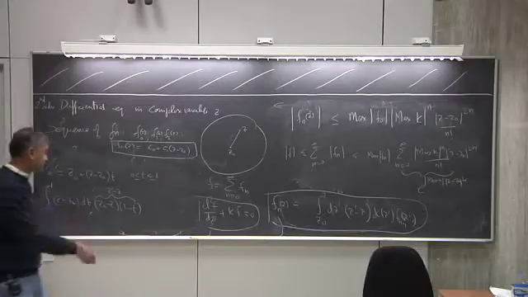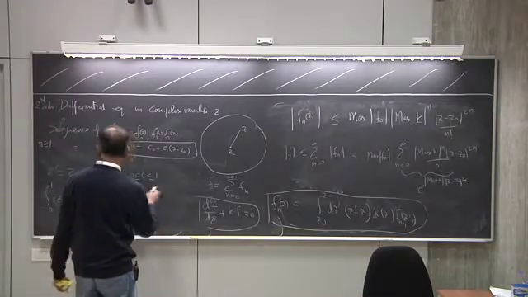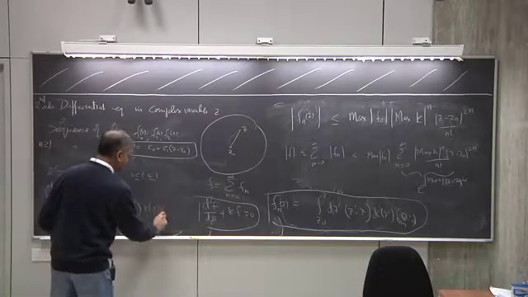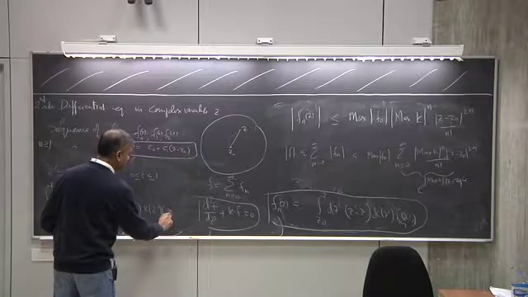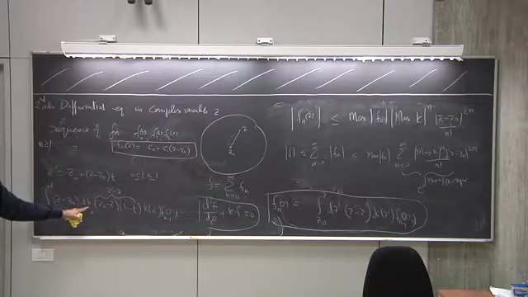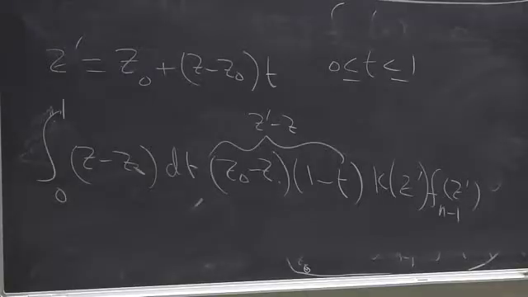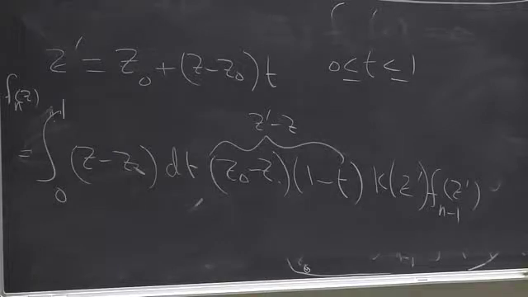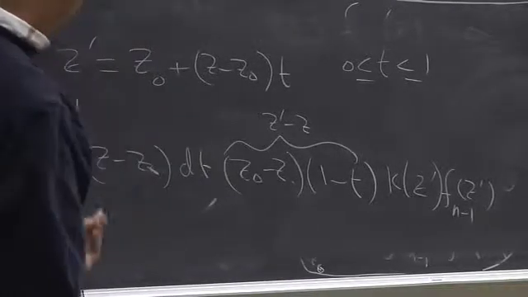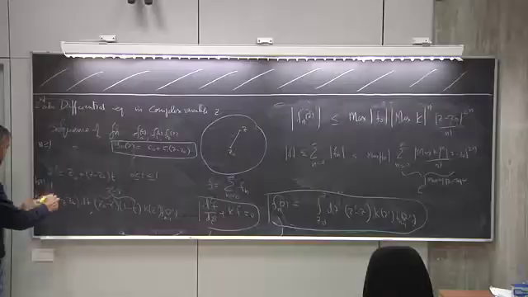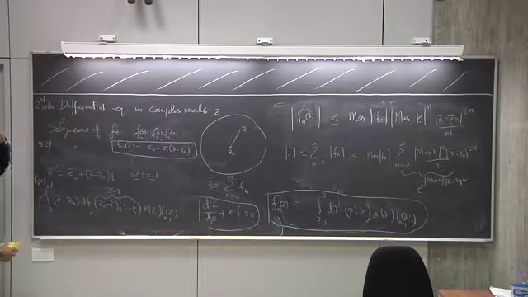Okay. Times the remaining things, which is k of z prime, where z prime is given by this, and similarly f n minus 1 of z prime, where z prime is now a function of t, right? So everything is a function of t now. So this is fn z. So let's look at the absolute value of fn z. And by the way, these things are t independent, so I can take them out of the integral, right? So you get essentially, so I need some space now.